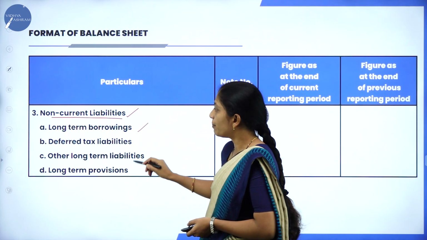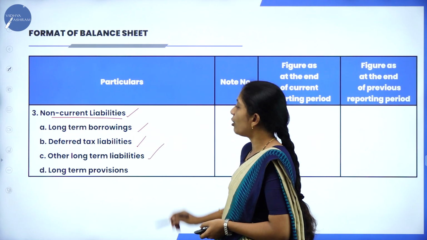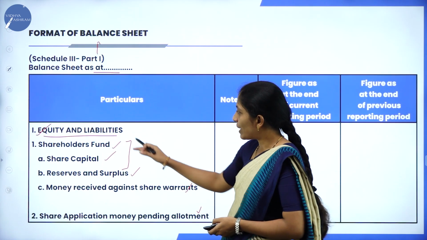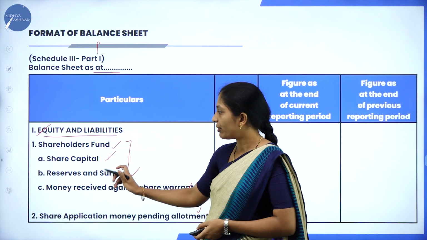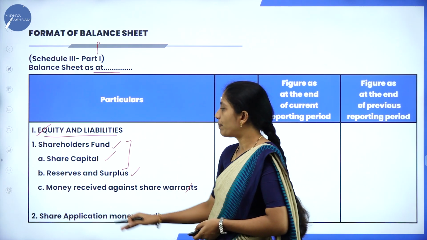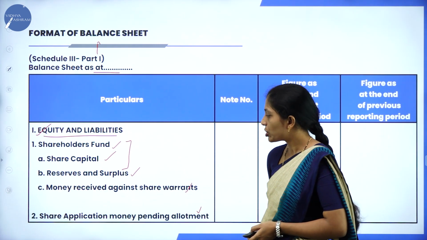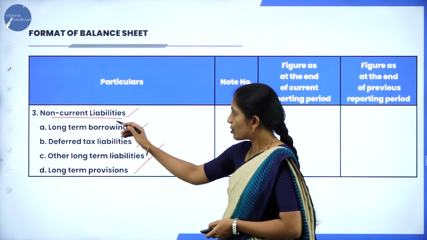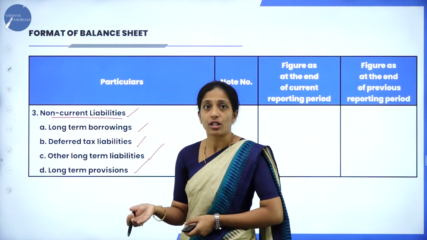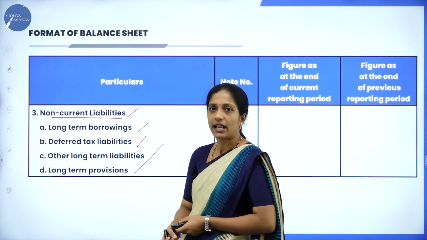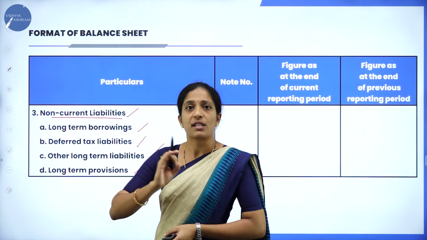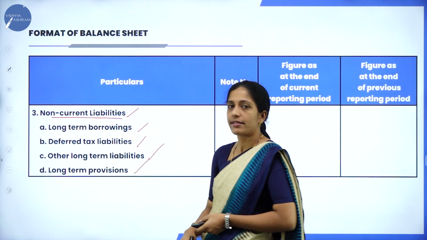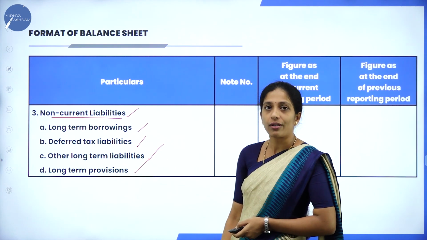Under that we have long-term borrowings, deferred tax liabilities, other long-term liabilities, long-term provisions. So these come under non-current liabilities. So once again, equity and liabilities, under that shareholders fund, first one share capital, reserves and surplus, third one is money received against share warrants, and the second one is share application money pending allotment. Third one is non-current liability. Under that, based on the problem, whatever they have given, you will write. But it is easy to identify. Non-current means what? It is long-term. So, long-term borrowings, deferred tax liabilities, other long-term liabilities, long-term provisions.